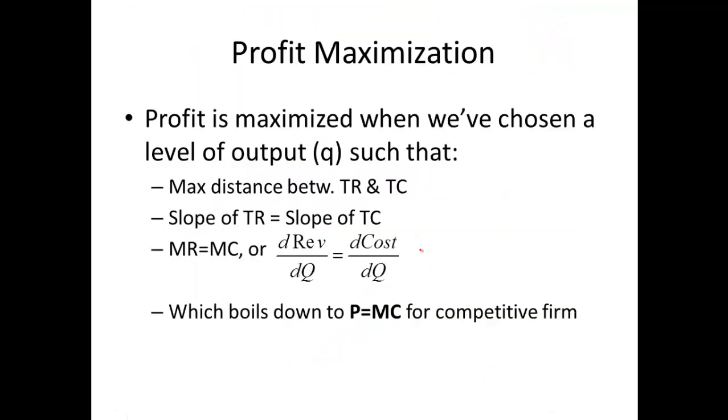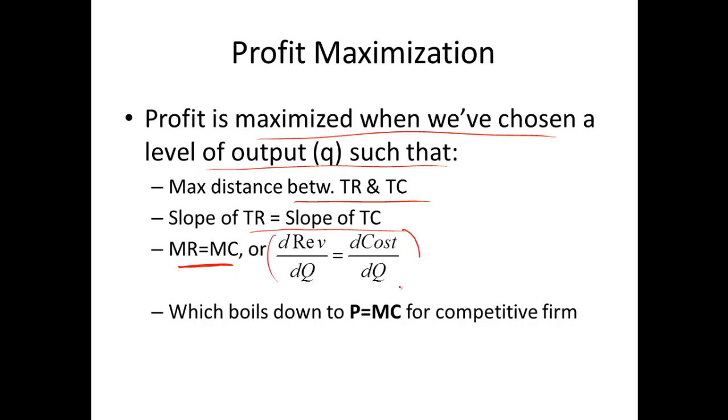Now, what can we say about this point, this Q star? It's pretty special. So profit is maximized when we've chosen a level of output, Q, such that the following things are true. Maximum distance between TR and TC. The slope of TR equals the slope of TC. Another way to say that is to say that marginal revenue equals marginal cost. Now, why is that? Because marginal revenue is the additional revenue with one more unit of output, and marginal cost is the additional cost with one more unit of output.